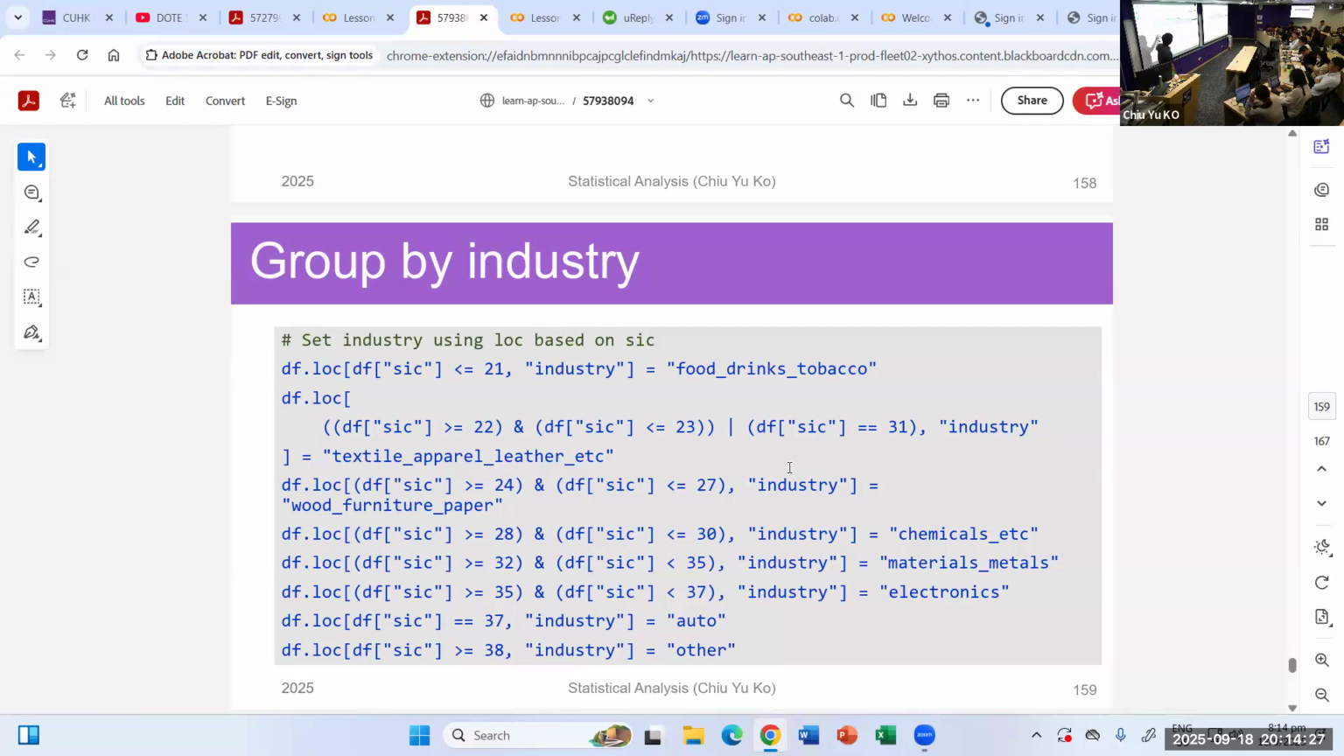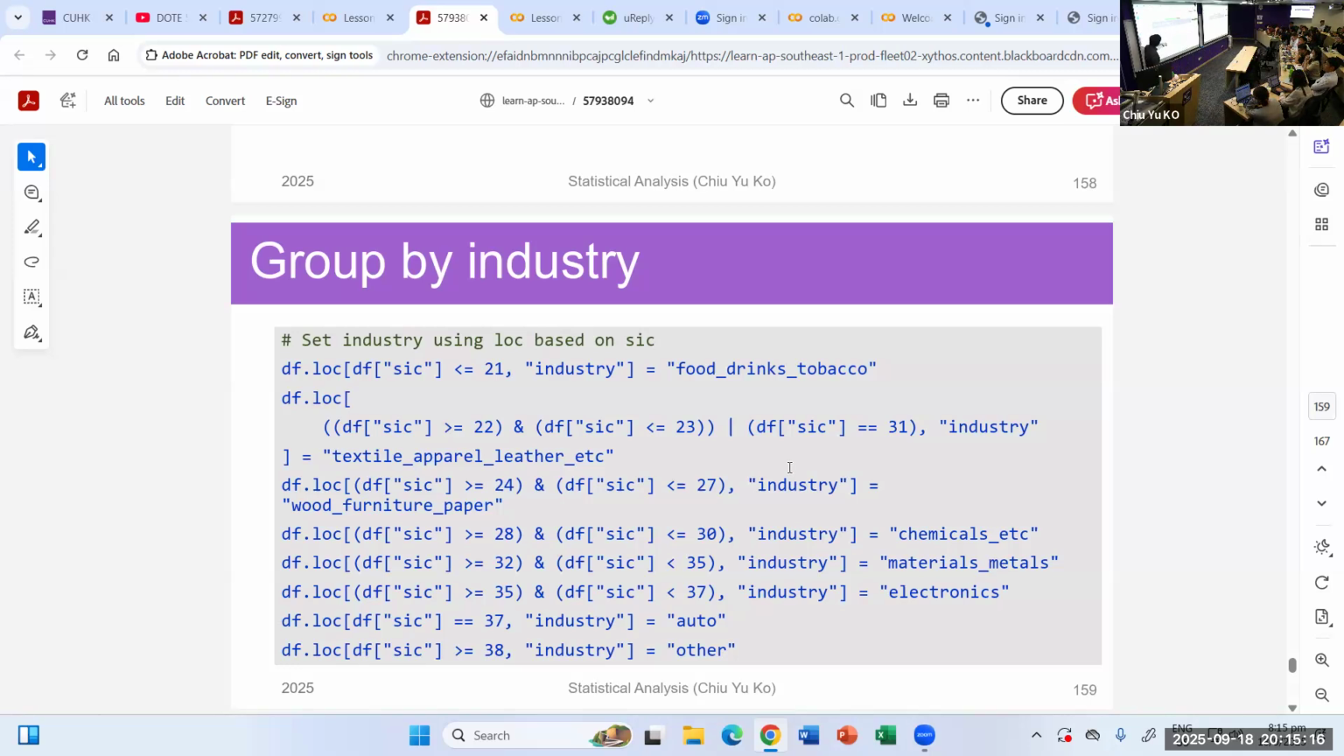You can see either the code is more than 22 and less than 23. This vertical bar is or. Okay, either this thing happens or this thing happens. Because this has a bracket here, it's bigger than 22 or less than 23, right? So that means 22 or 23, you can write it this way, or you can write in this form. Then either this or this happens, so that means either 22, 23, or 31. Okay, and this industry is textile, apparel, and leather.